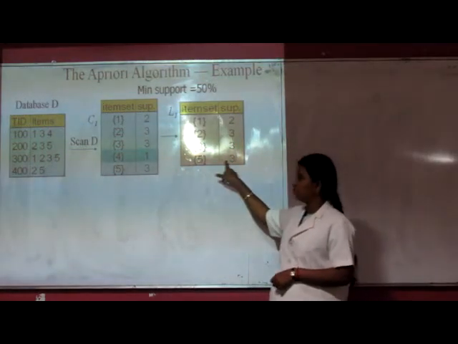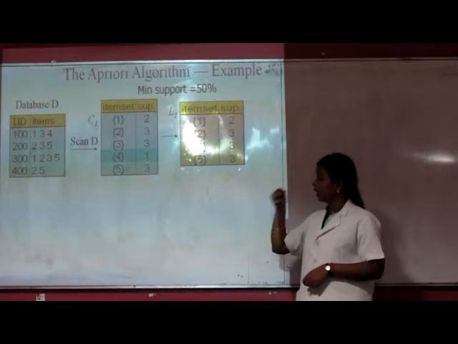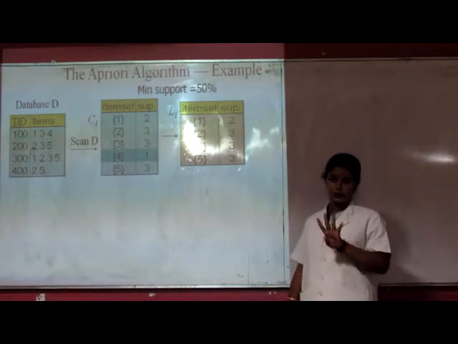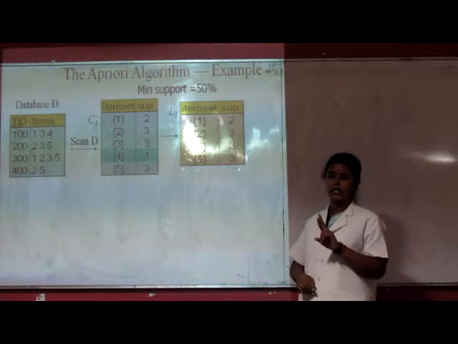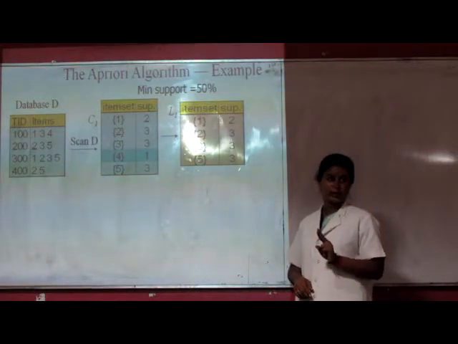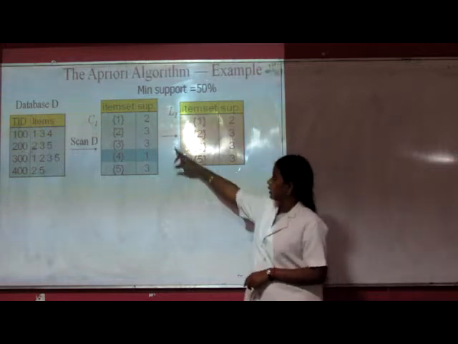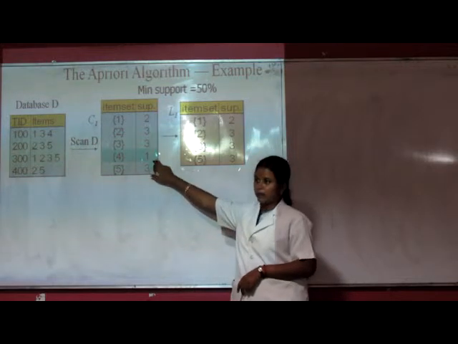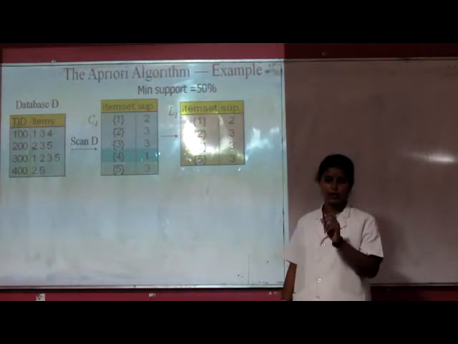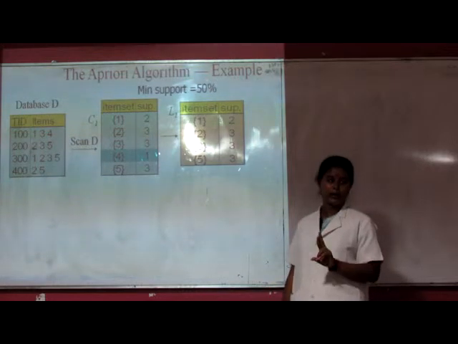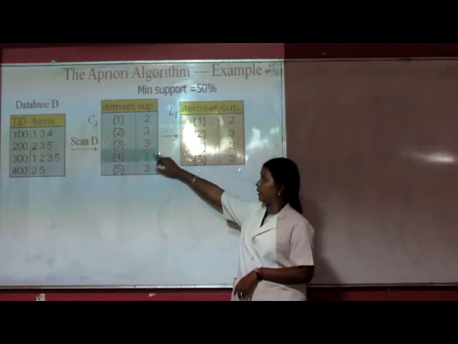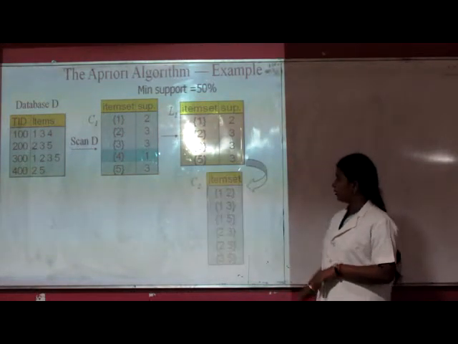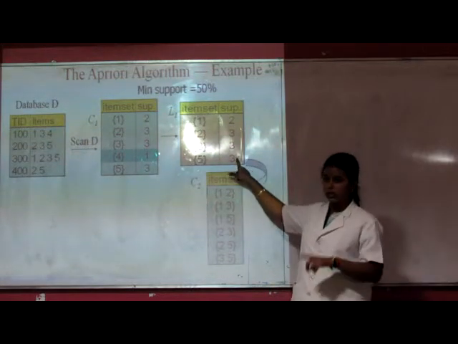From this I have to make my item set. My minimum support is 50%. The number of transactions is 4. Among that, 50% means you should satisfy at least 2 transactions. The item must be present in at least 2 transactions. So the item that does not support the minimum support level will be rejected, and we have to remove this one. The remaining 4 I have to take, so 1, 2, 3, 5 will be taken. This is for single items.